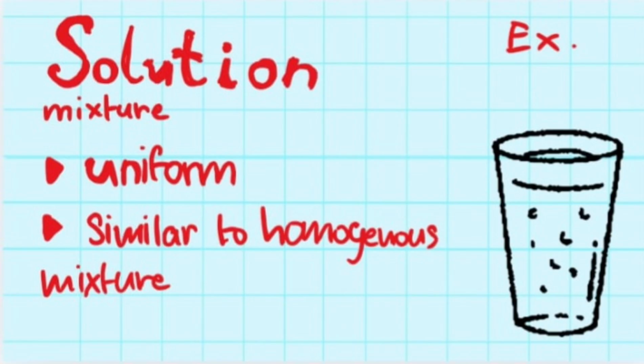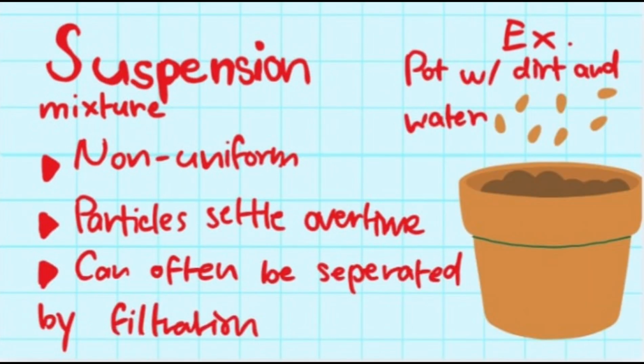Now, let's talk about a solution. A solution is a type of homogeneous mixture where one substance dissolves completely in another substance. Again, salt water is a good example of a solution because the salt fully dissolves in the water, making the mixture look clear and uniform.